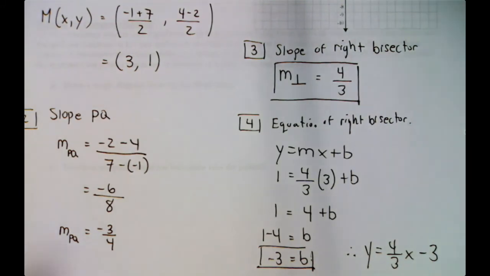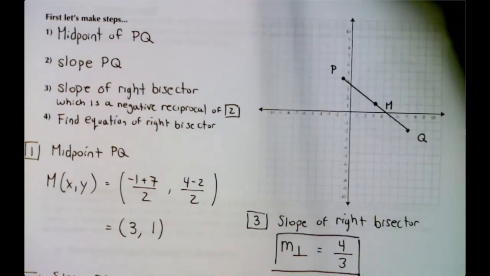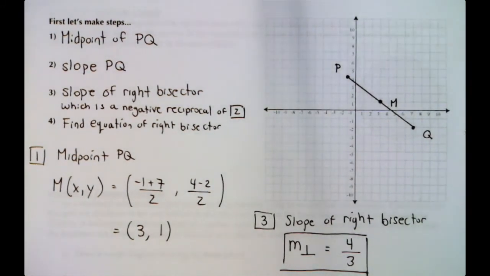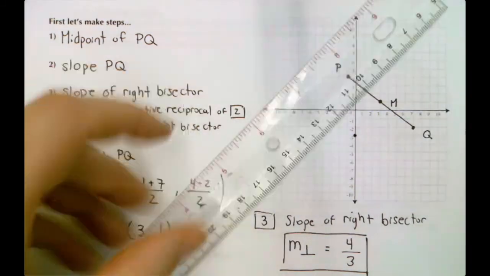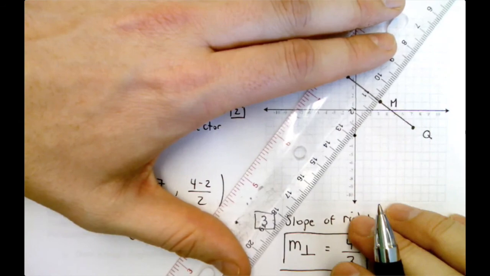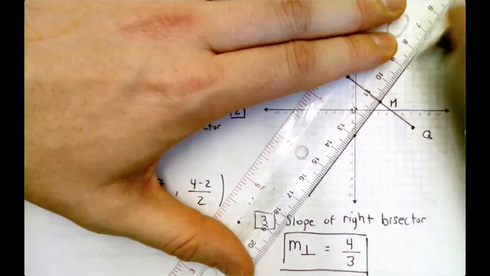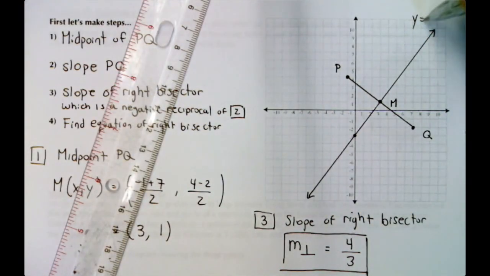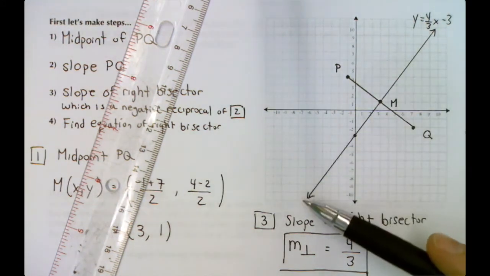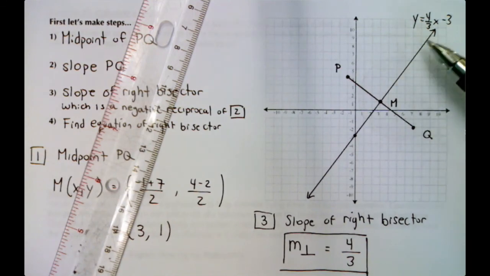So, to recap, we've got our steps up here. And this example followed through all 4 of those steps. What does our right bisector look like? Well, it went through the midpoint. It had a y-intercept of negative 3. I'm going to put negative 3 on there. The question didn't tell us to graph it, but for completeness, let's look at what that line actually looks like. And that equation was 4 over 3x minus 3. There's our right bisector. And that means that any dot on this line is the same distance from P as it is from Q, which is kind of neat.